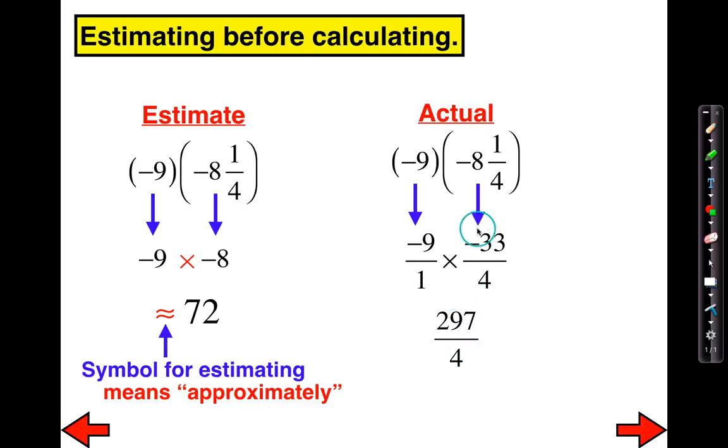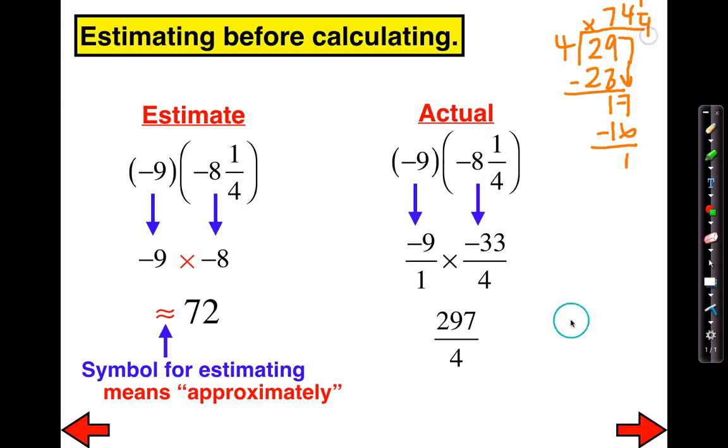Now that this is improper, I need to turn it into a mixed number simply by dividing. So 297 divided by 4. 4 cannot go into 2. It can go into 29 7 times, with the remainder of 1. Bring down that 7. This goes in about 4 times with the remainder of 1. So my answer is 74 and 1/4. Now, is that pretty close to 72? Yes, so my answer is definitely reasonable.